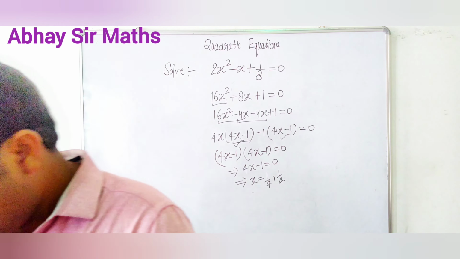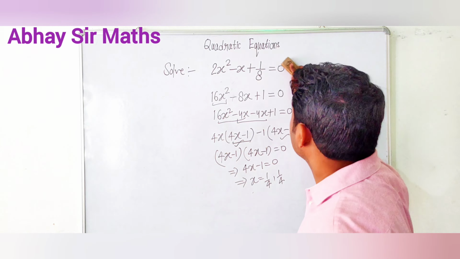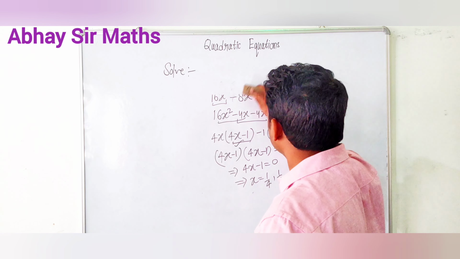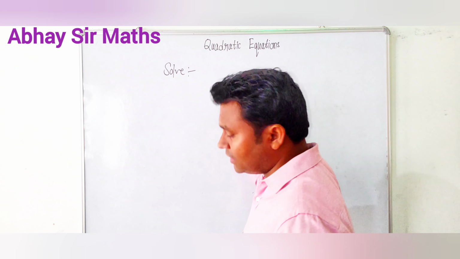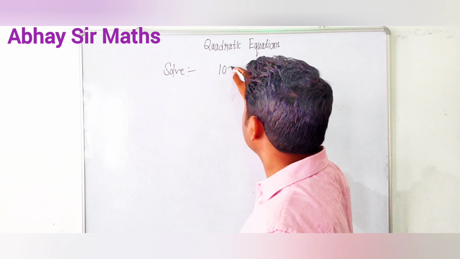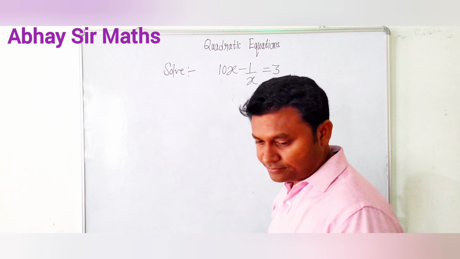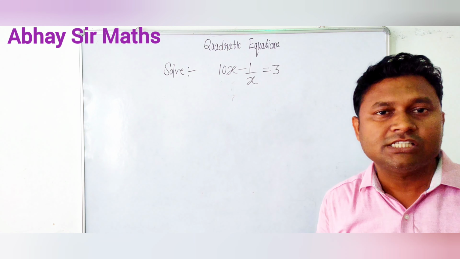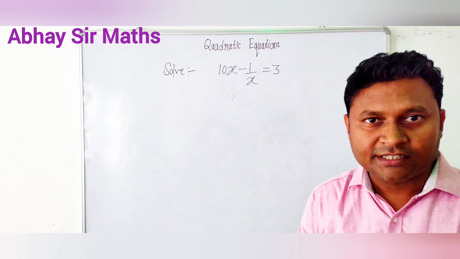So now there is one more question like this. You can try to solve that question also using this technique. And that question is 10x minus 1 by x is equal to 3. So this is the question using the same technique.